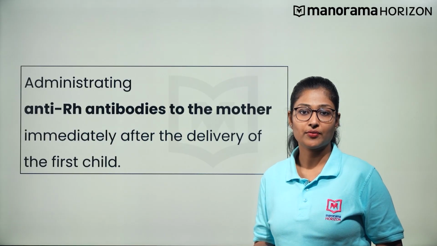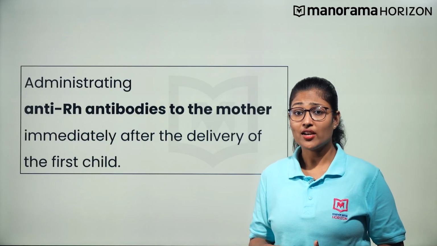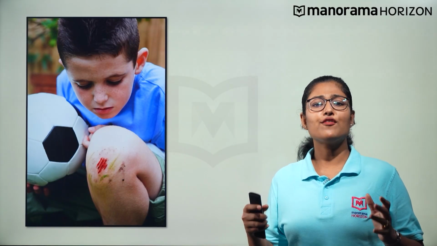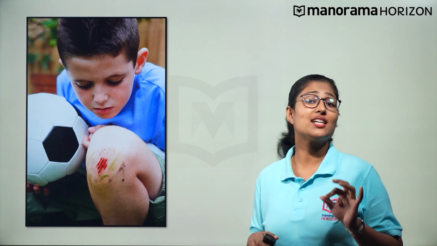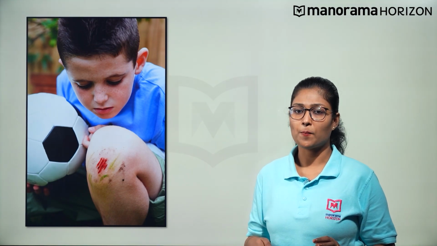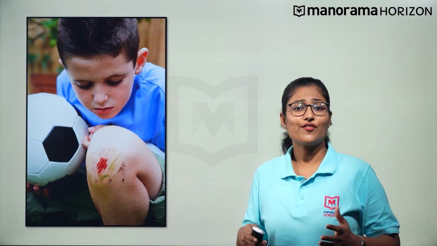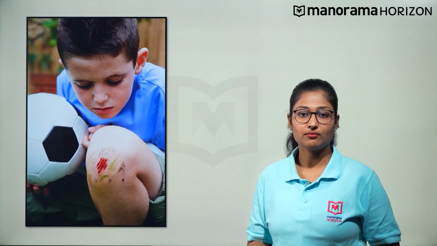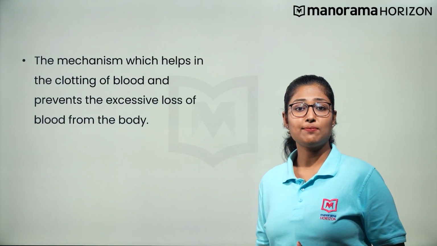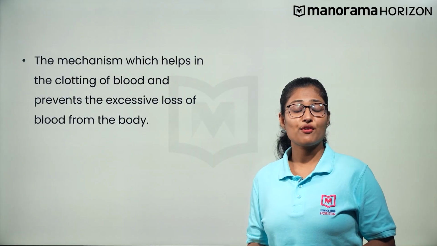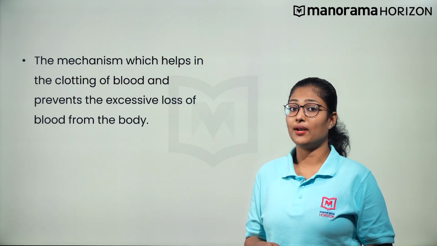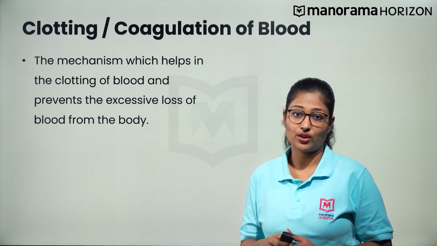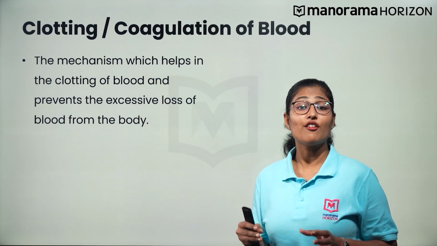Imagine a scenario where your body gets injured and blood starts flowing out. After a few days, you will notice blood scum in that particular region. How does this happen? Which factors contribute to the clotting of blood? Let us find out. The mechanism which helps in the clotting of blood and preventing the excessive loss of blood from the body is termed clotting or blood coagulation. Here comes the role of fibrins.